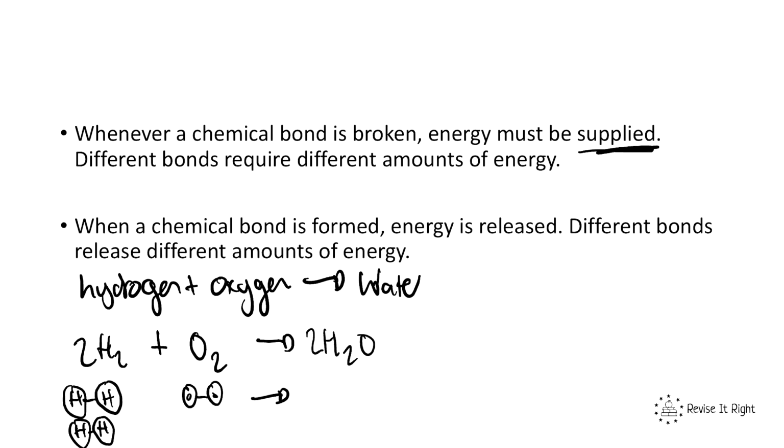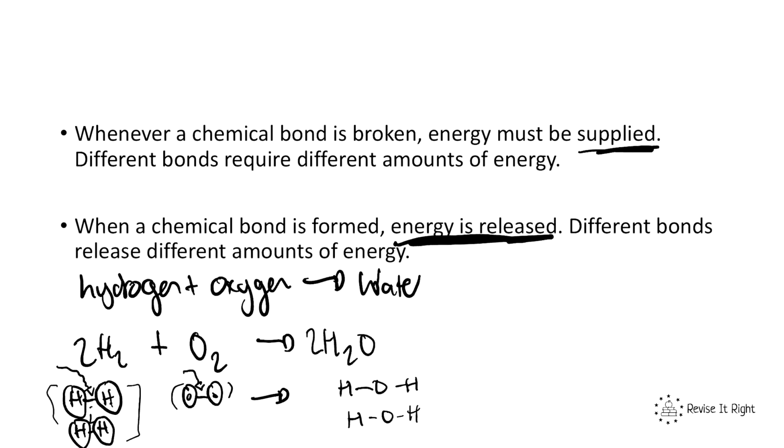Now, the point here is that energy must be supplied to break these initial bonds in the reactants. So energy must be supplied to break the bonds between the hydrogens and the oxygens. And again, a different amount of energy will be required to break the bonds with the hydrogen and the bonds with the oxygen. Then what we're going to form is two lots of H2O.